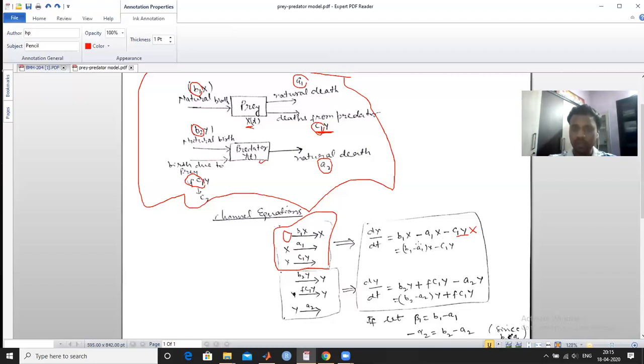If you take X common, it can be written as (B1 minus A1)X minus C1XY. So now we can write down the system as there is no concentration of the reactant, and Y is appearing on the right-hand side.